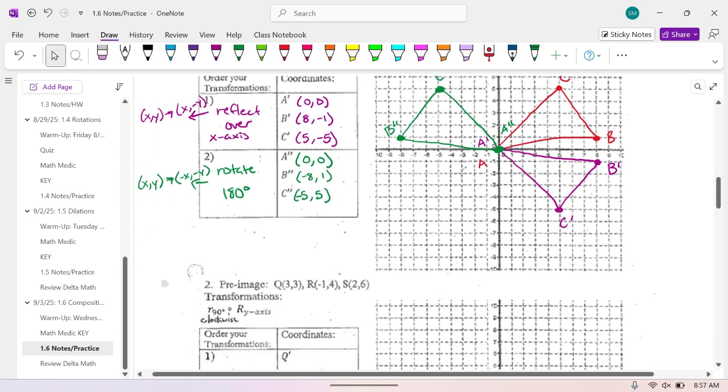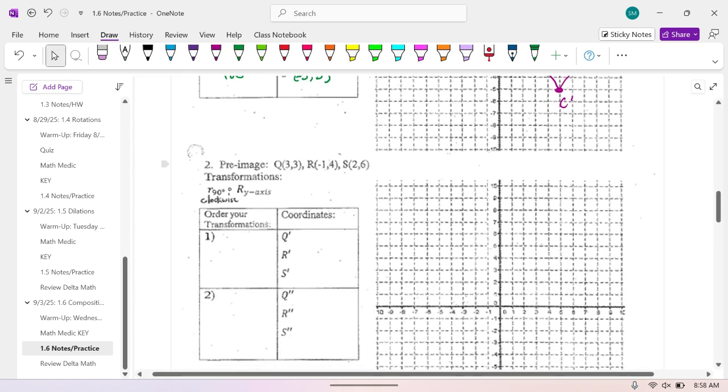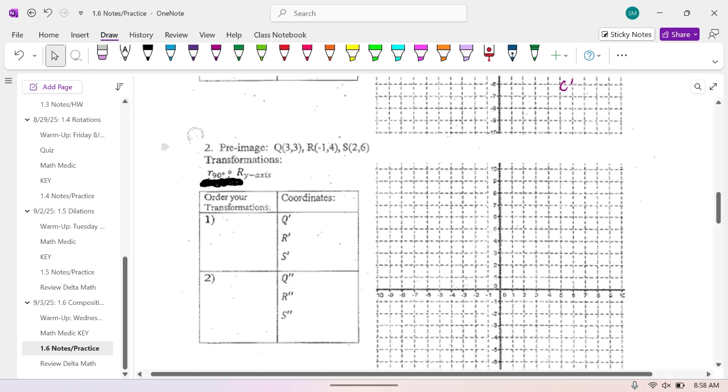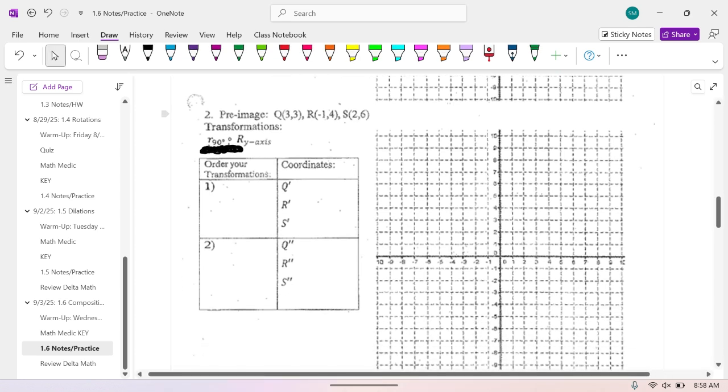All right, let's do one more. Okay, do me a favor and mark out this word clockwise because no. All right, so at number 2, take a minute, go ahead and plot the pre-image.